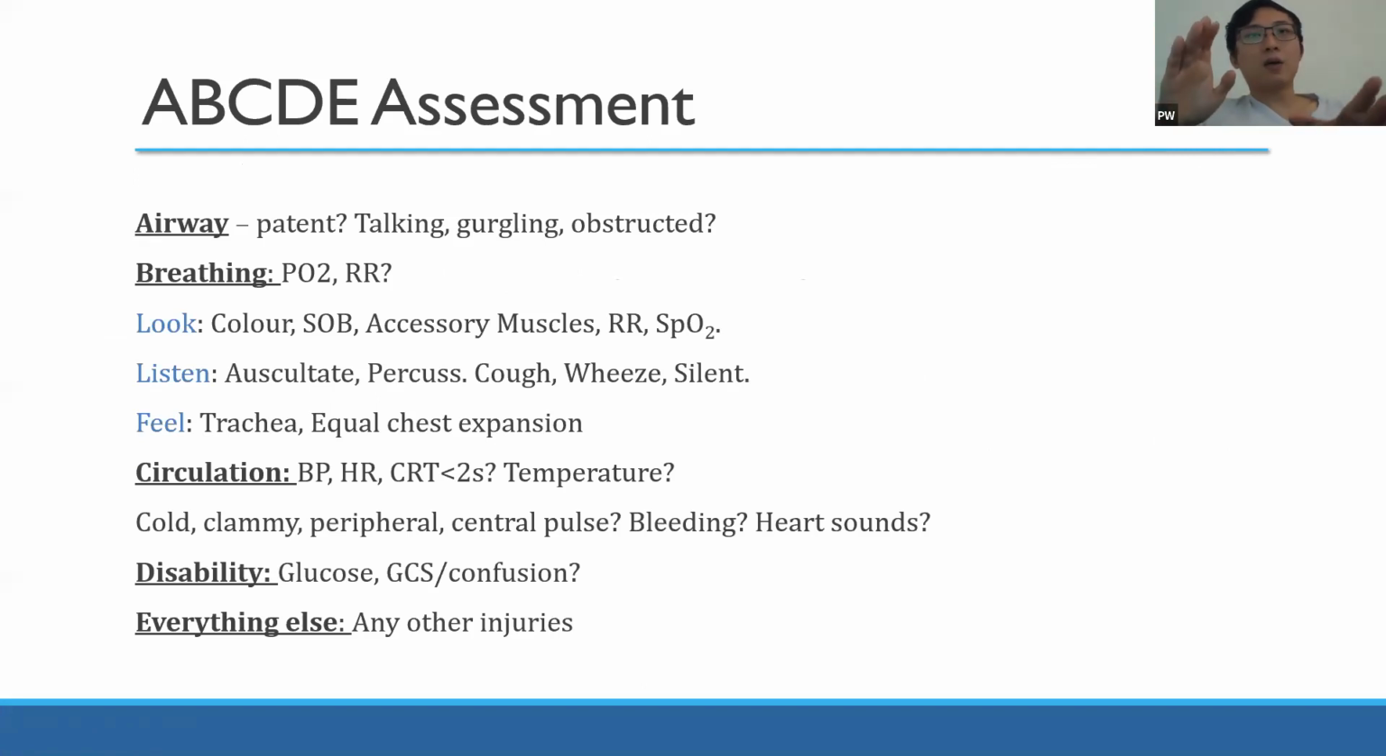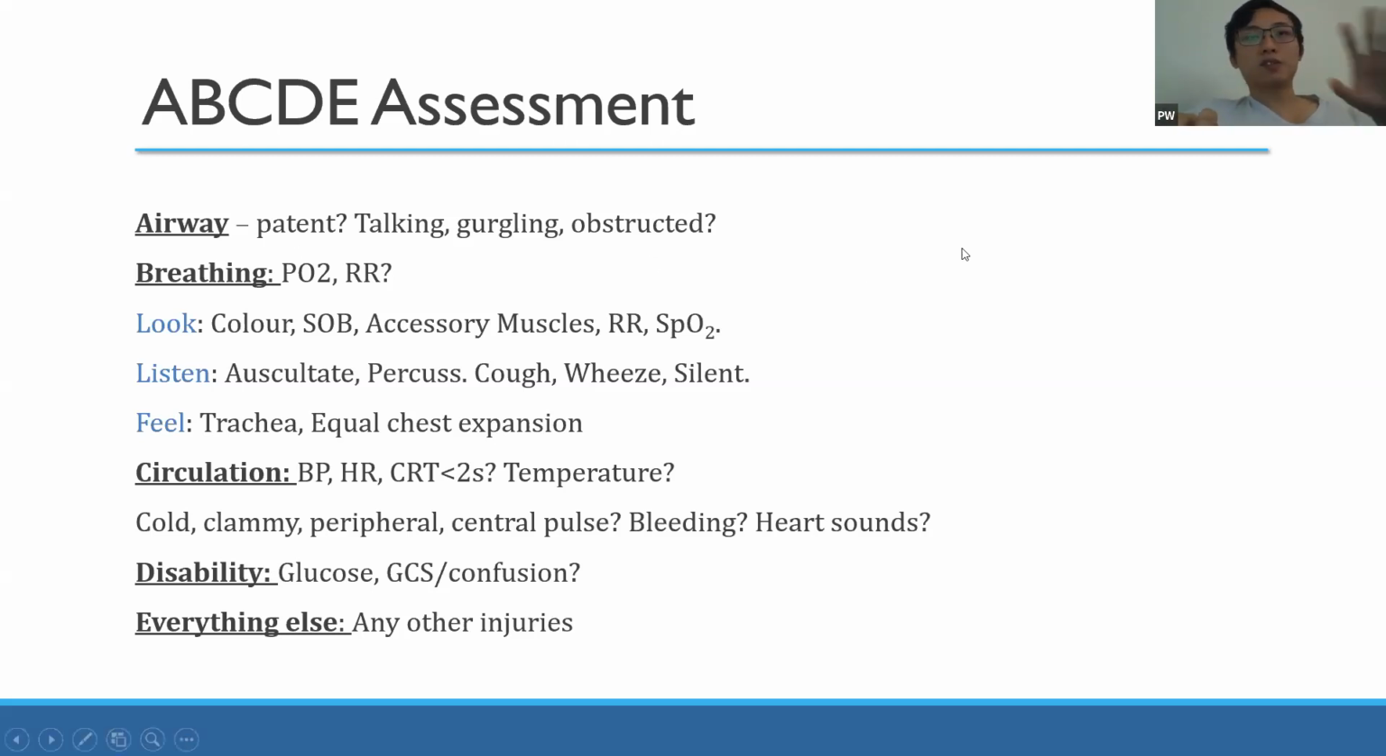You're going to be looking at the airway. Now, with respiratory patients, is this airway patent? Are they talking to you? Are they having problems talking? Are they choking themselves up? Are they gurgling? Are they completely obstructed, where there isn't any sort of airway, which is an emergency, and you need to put out a crash call there?